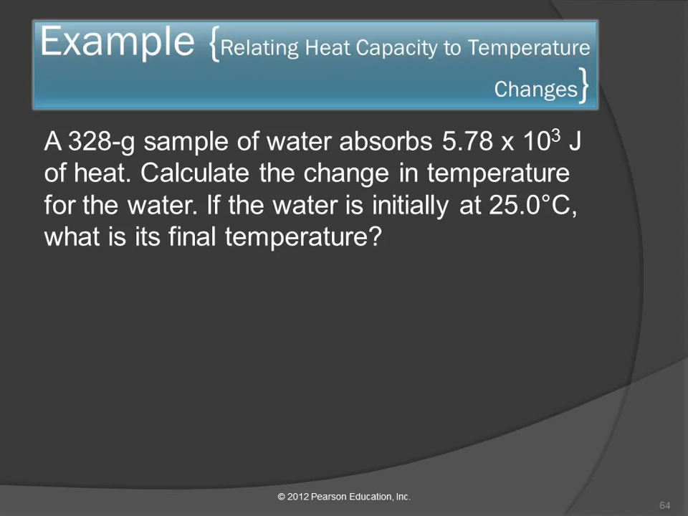I'd forgotten there were so many of these. Okay, a 328 gram sample of water absorbs 5.78 times 10 to the third joules of heat. Calculate the change in temperature for the water. If the water is initially at 25 degrees Celsius, what is its final temperature?